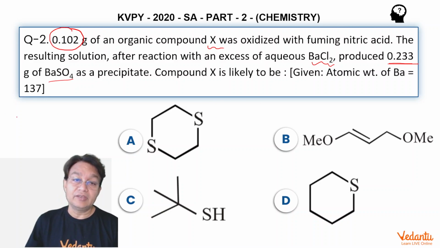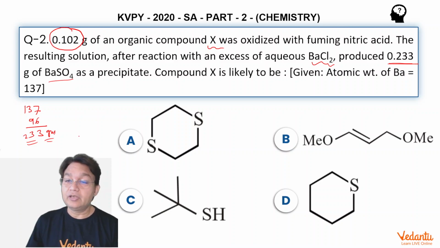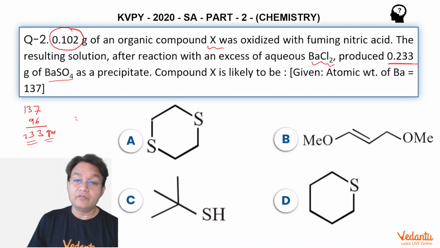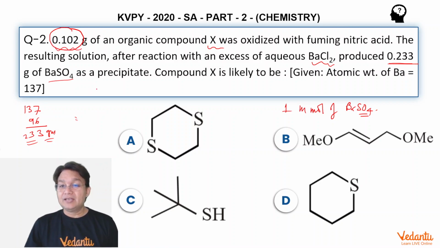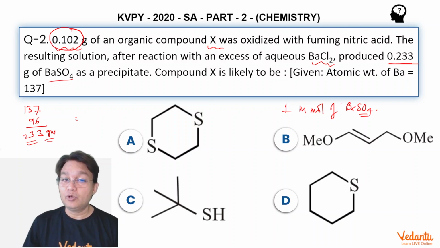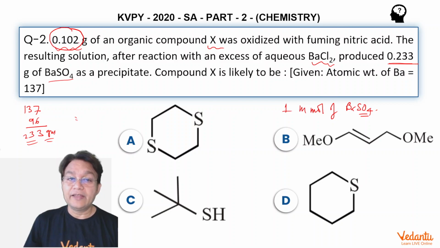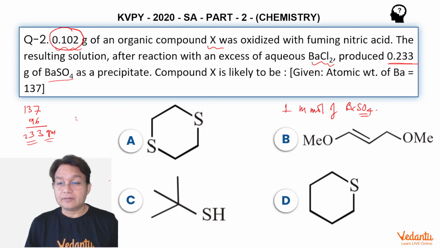As we know, barium is 137 and sulfate is 96. So if you add them, that is 233 grams, the molecular mass. So if you're getting 0.233 grams, that means you're getting 1 millimole of barium sulfate. You are getting 1 millimole of barium sulfate from 0.102 grams of the organic compound. And that obviously means if you have 1 mole of barium sulfate, that means 1 mole of sulfur, the mass should be 102 by simple logic.